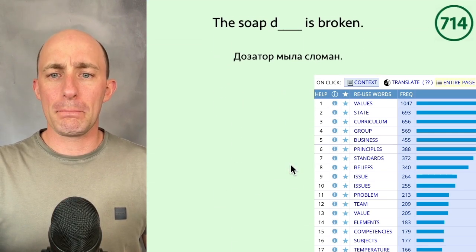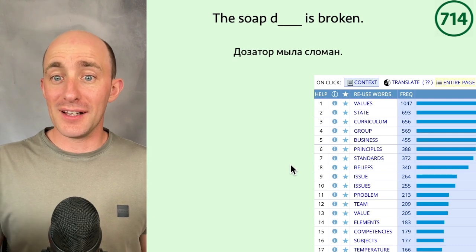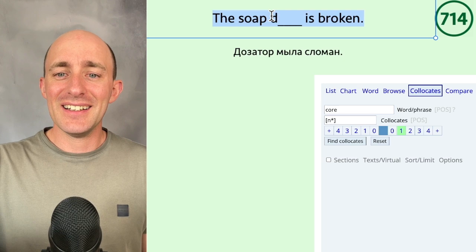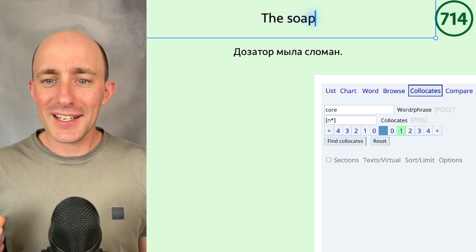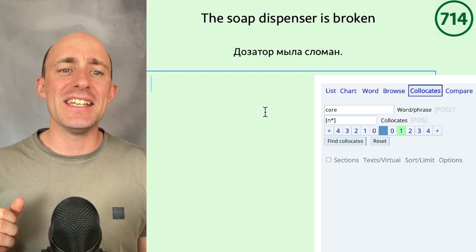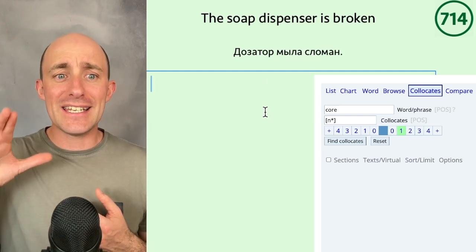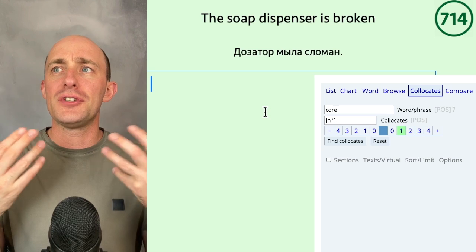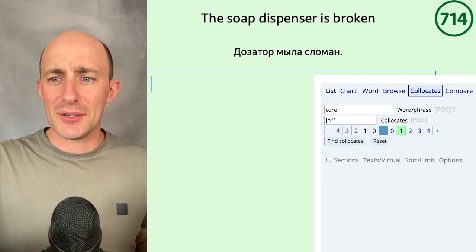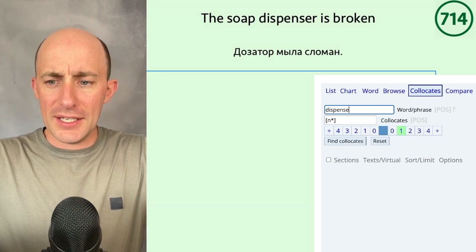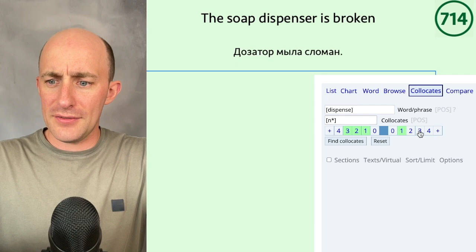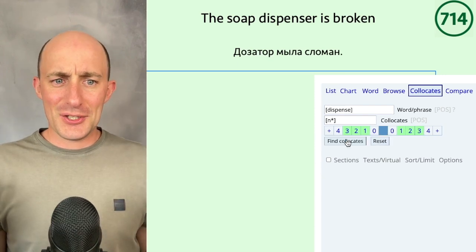Let's look at the next one. Дозатор мыла сломан. Дозатор. I don't know that word in Russian. The soap dispenser is broken. So, дозатор is a dispenser. Why? Because it dispenses soap. So if you dispense something, you give it out. Soap dispenser. What else can be dispensed? Let's have a look. Dispense will go before and after. This should give you a sense of the word.